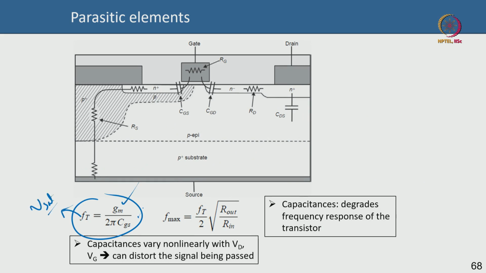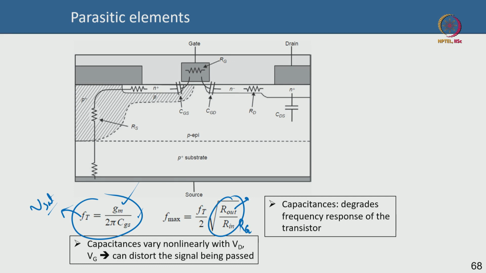So, your GM should be high, CGS should be low. Fmax depends on this, this is actually R out by R in, but in general it should be gate resistance below. So, the gate resistance should be as low as possible, and this is the output impedance actually, the output channel resistance. So, you can say the inverse of output conductance.